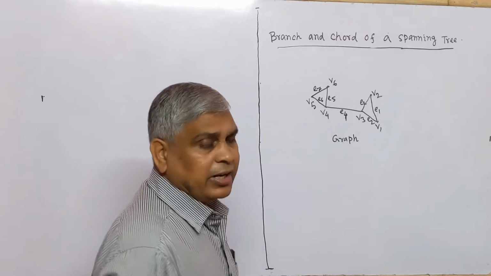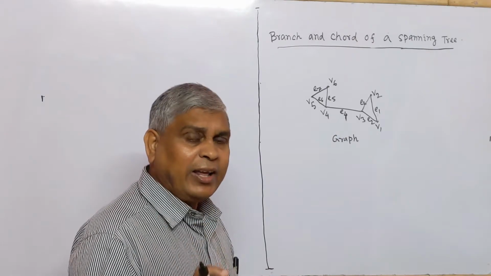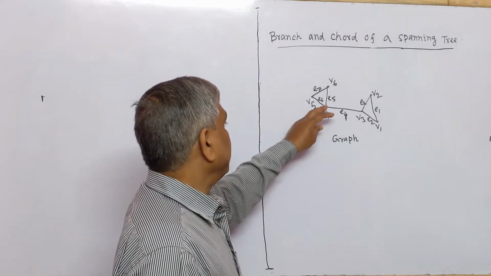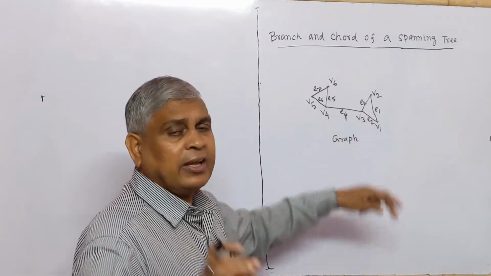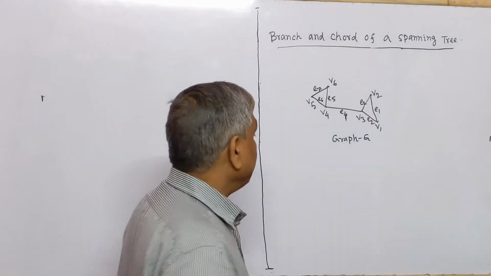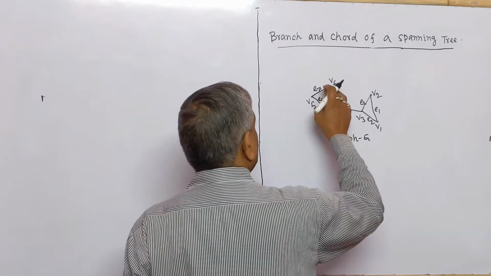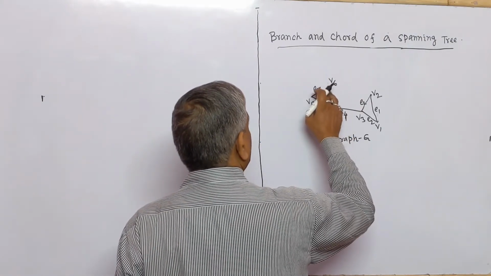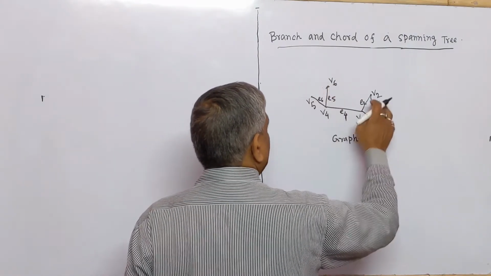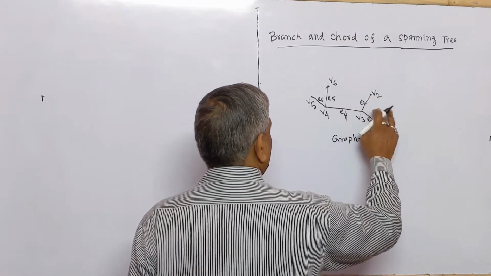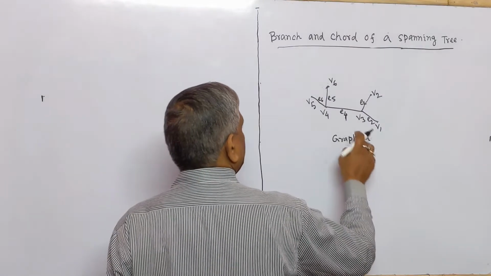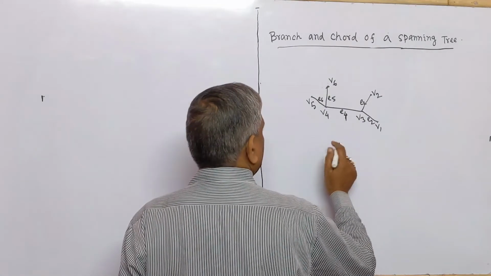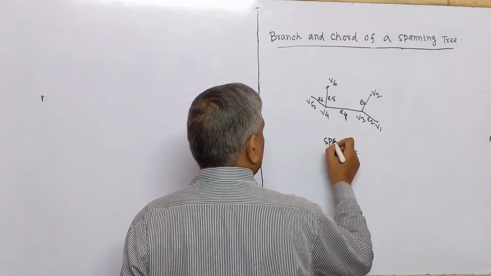If we delete one edge from each circuit, we get a spanning tree. Now let us delete edge E7 and E1. We get a spanning tree. Let the name of this spanning tree be T1.